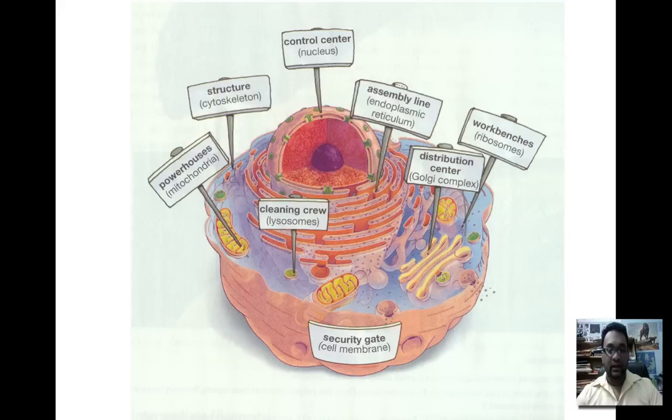On the smooth ER, we have things like lipid metabolism taking place. You have steroid synthesis, such as the synthesis of cholesterol. And you also have a lot of detoxification of drugs taking place. So the smooth ER is particularly active in the liver, where a lot of detoxification takes place. All right.